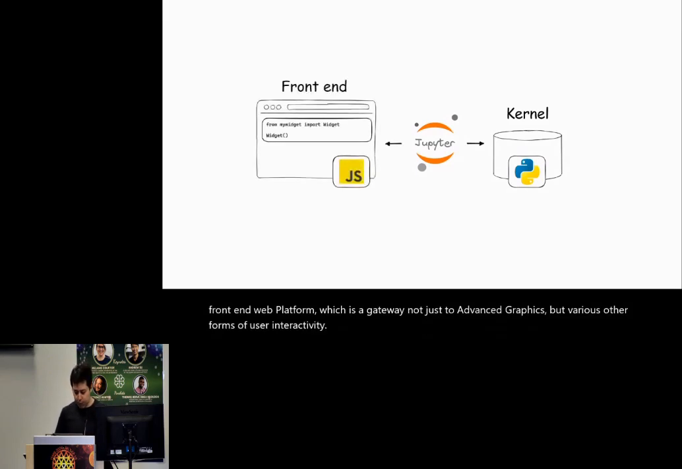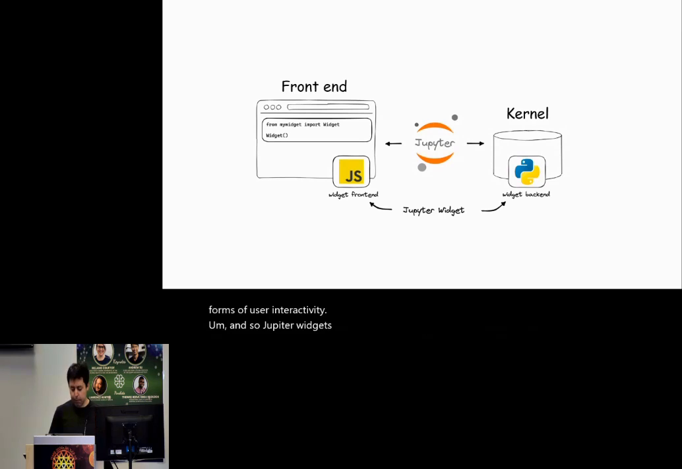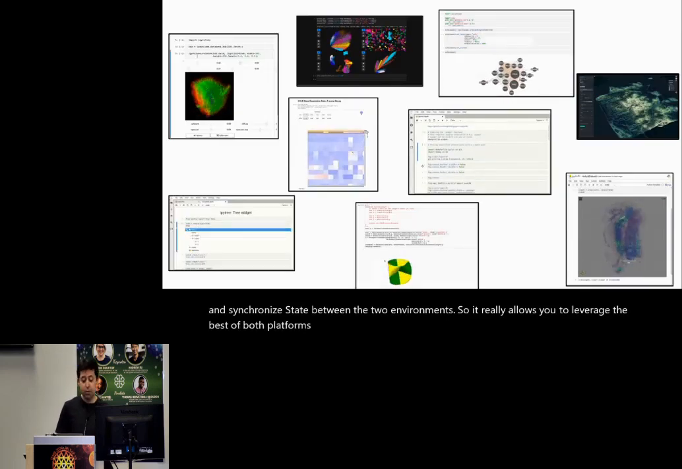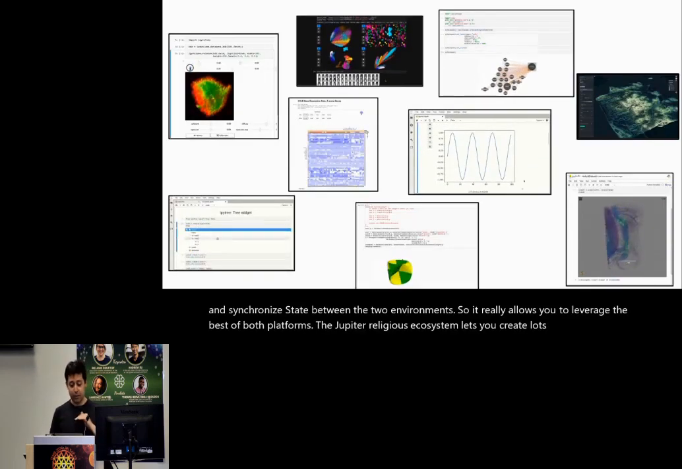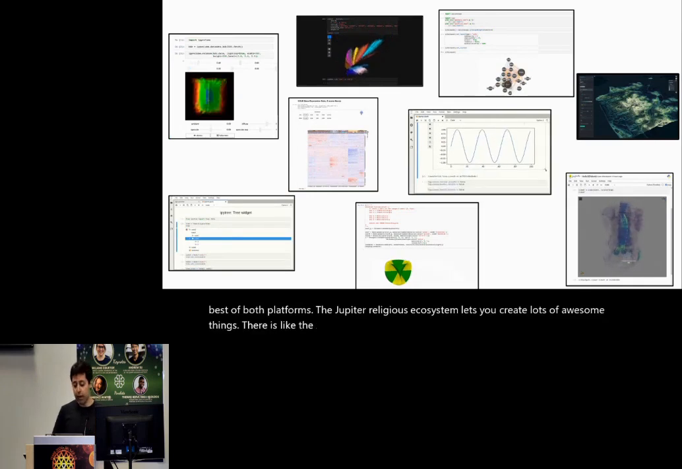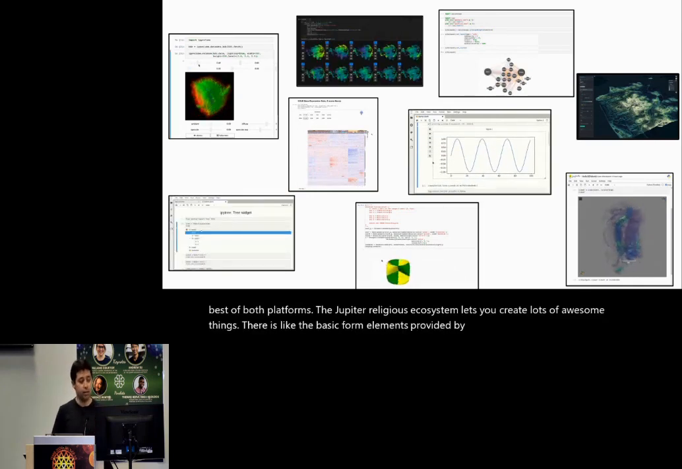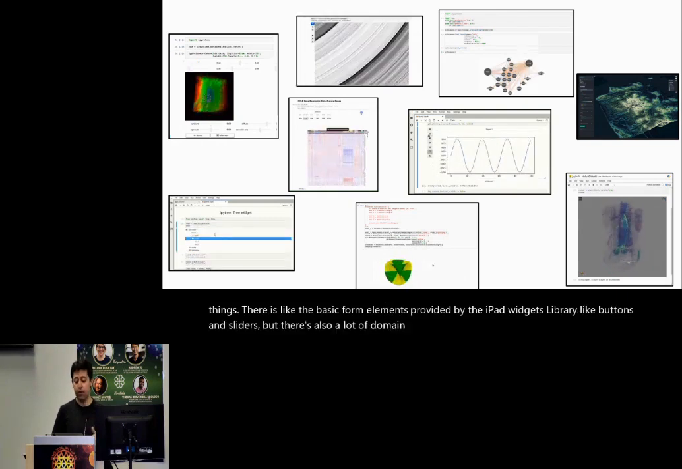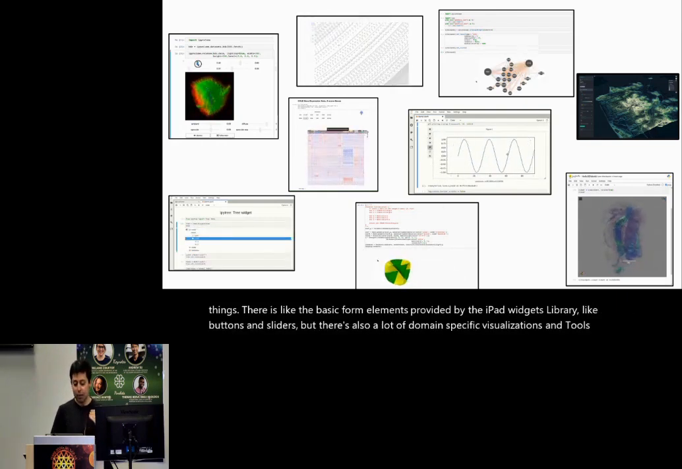Jupyter widgets are a special part of this architecture because they allow you to communicate bidirectionally between the kernel and the front end and synchronize state between the two environments. So it really allows you to leverage the best of both platforms. The Jupyter widgets ecosystem lets you create lots of awesome things. There are the basic form elements provided by the ipywidgets library, like buttons and sliders, but there's also a lot of domain-specific visualizations and tools that you can make, like you see here.